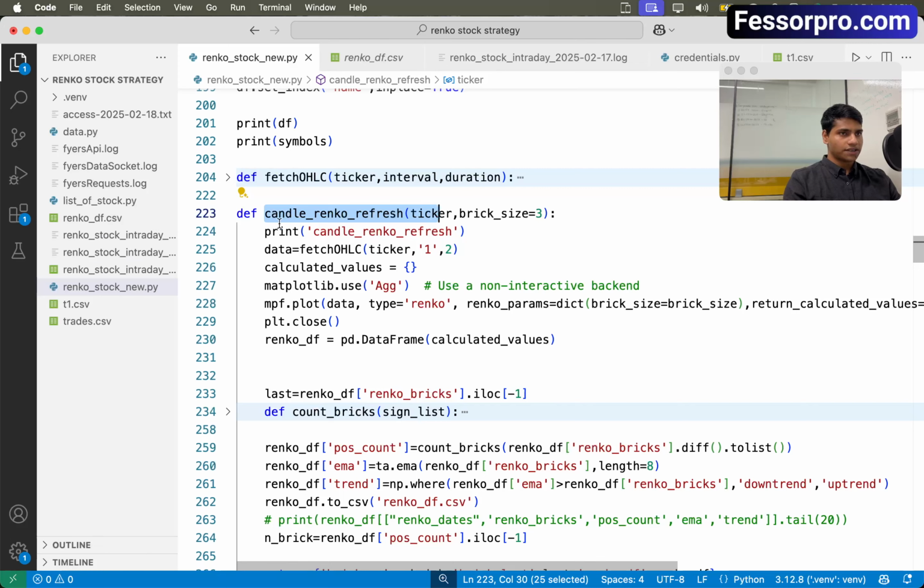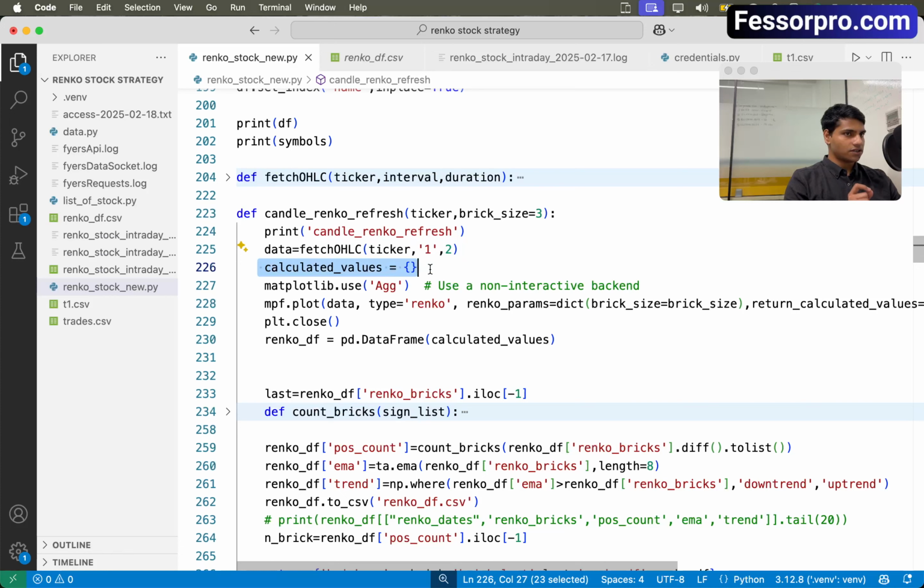So if you go inside the function, first I'm printing candle Renko refresh. Now remember, we need to run this function every minute. So after every minute we will run this because the candle is formed after every minute. That's why. Now after every minute, I'm going to call this fetch OHLC function. Fetch OHLC function will give me the candle data. So what is the duration? I'm fetching 1 minute data for 2 days.